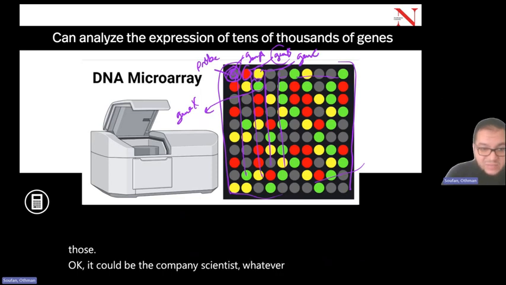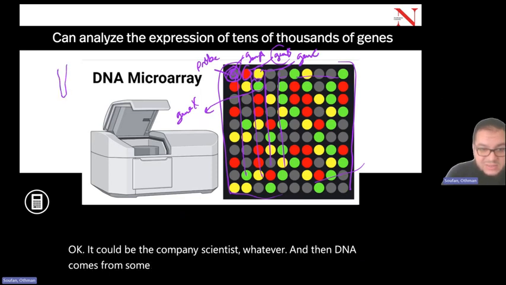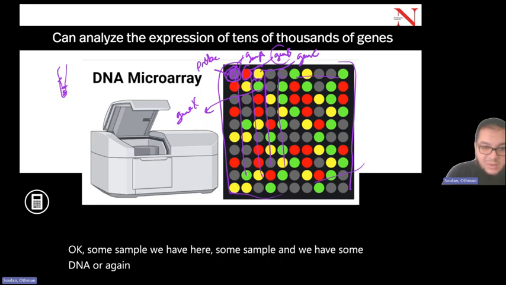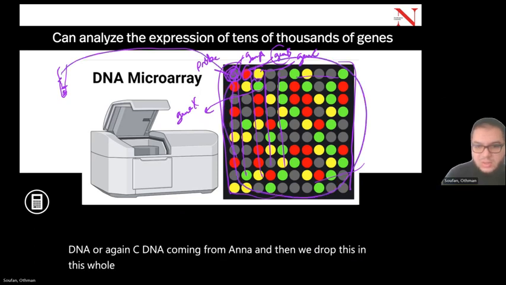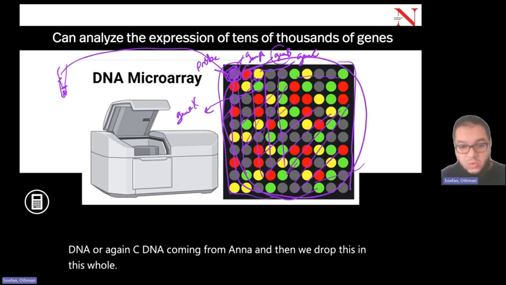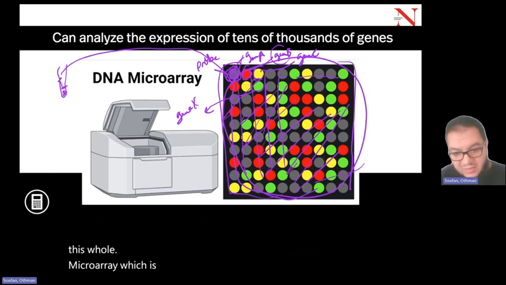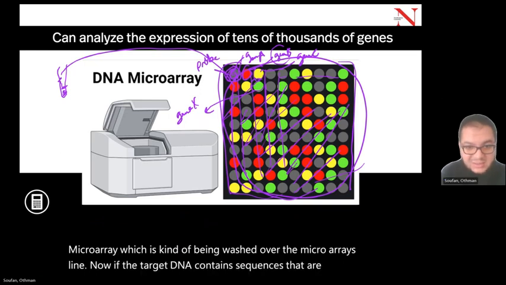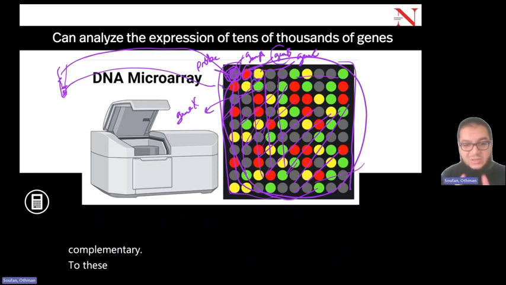And then DNA comes from some sample. We have here some sample, and we have some DNA, or again, cDNA coming from RNA. And then we drop this over the microarray, which is kind of being washed over the microarray slide. Now, if the target DNA contains sequences that are complementary to these probes, then it's going to bind to it.